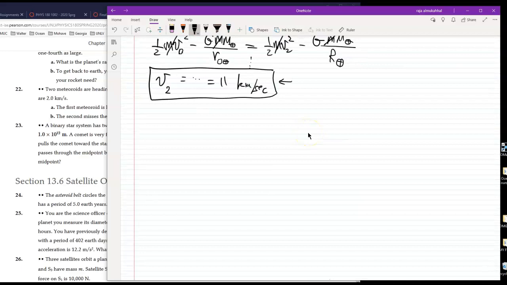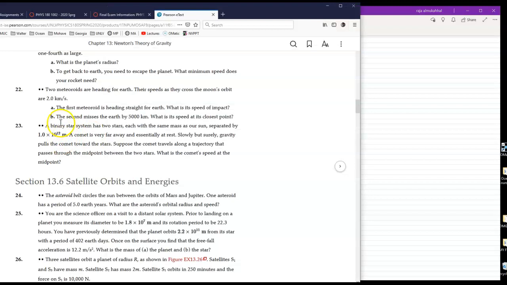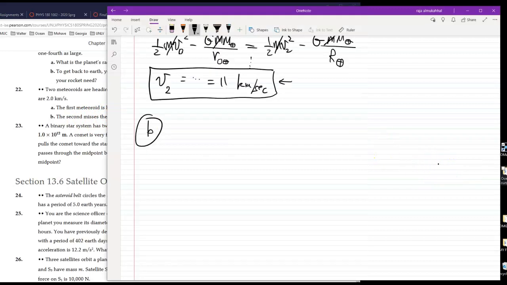Part B now is a little bit different. Look what he says. The second misses the Earth by 5,000 kilometers. What is the speed at the closest point? So here is a picture. Let me show you the picture, how it looks. So here is the orbit.